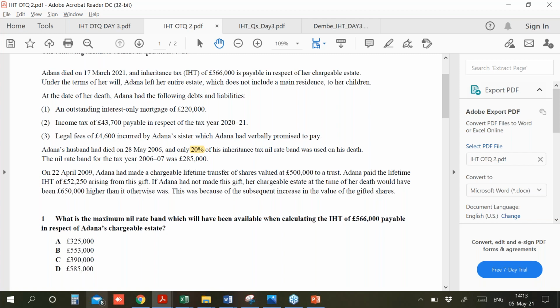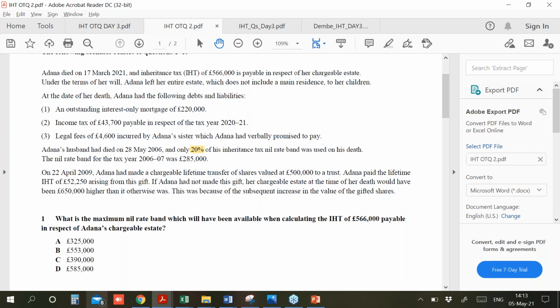Now you will be thinking, why am I taking 80% of 325,000, which is our current nil rate band, and not 80% of 285,000? Guys, the reason is HMRC says that the nil rate band the surviving spouse should use is the nil rate band of the year in which the second spouse died. For example, if Adana's husband had died before 2009, the nil rate band used to change every year. However, after 2009, it is the same, 325,000.